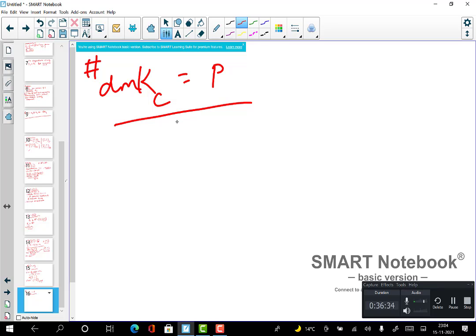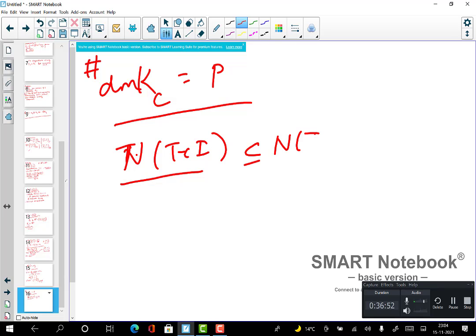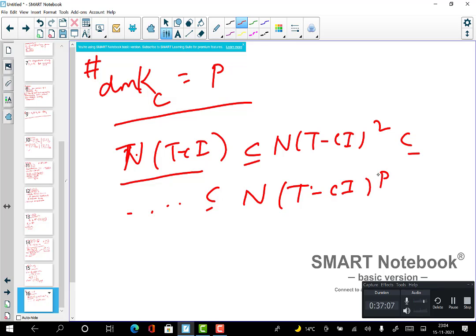So in this case you see that the null space of T minus Ci, which is actually the eigenspace, is sitting inside the null space of T minus Ci squared, and so on. And the last one will be the null space of T minus Ci power P, because this is the whole space.